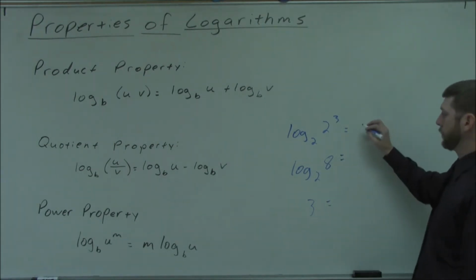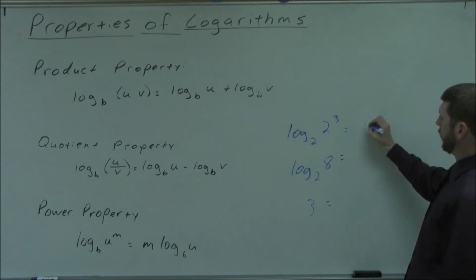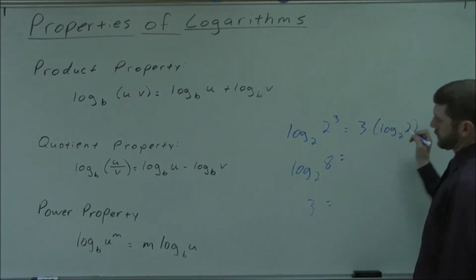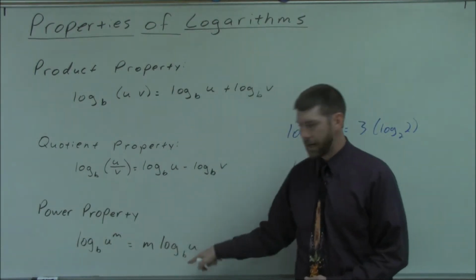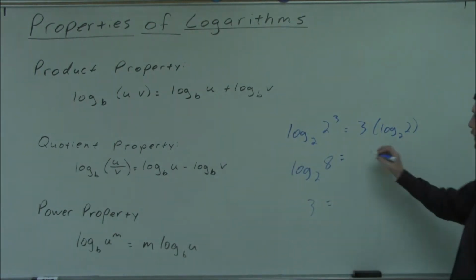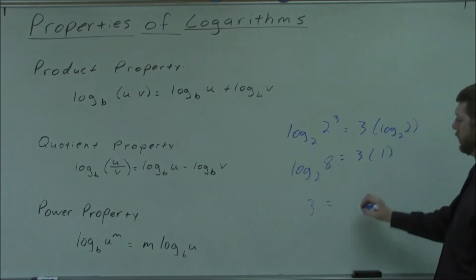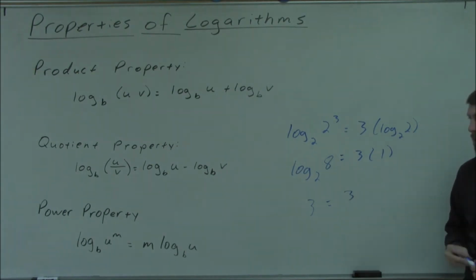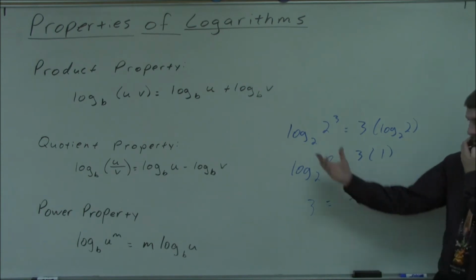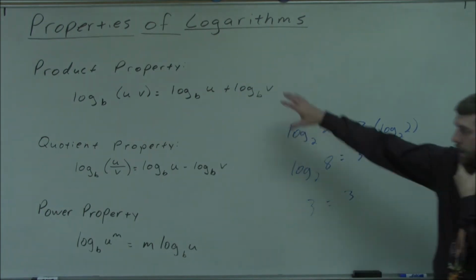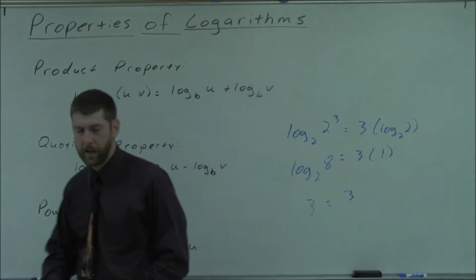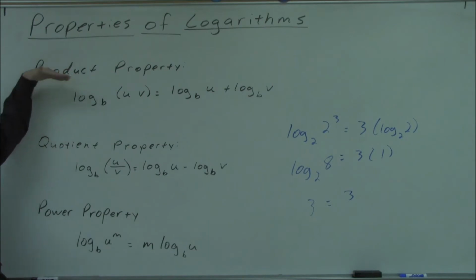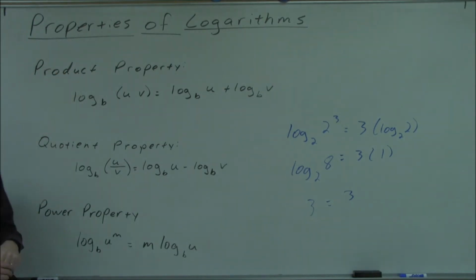So if we're working over here, if we want to use that property, I can look at it as 3 times log base 2 of 2. The exponent times the log of the base. So 3 times 1 equals, log base 2 of 2 is 1. 3 times 1 equals 3. So just kind of some examples of how these actually work with some actual values and numbers in them. So that's our three big ones: product property, quotient property, and power property.